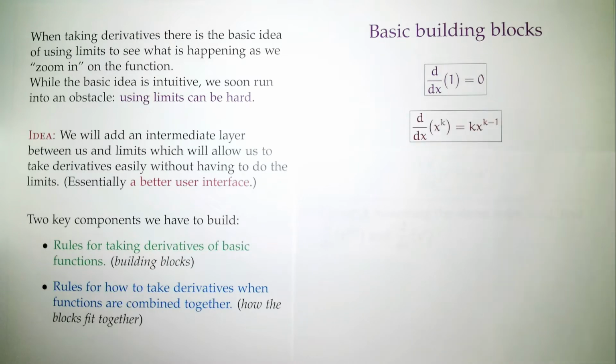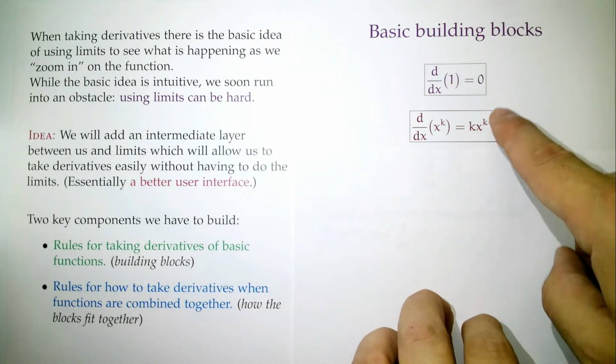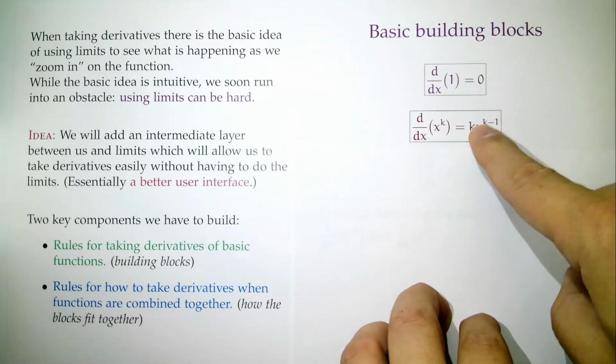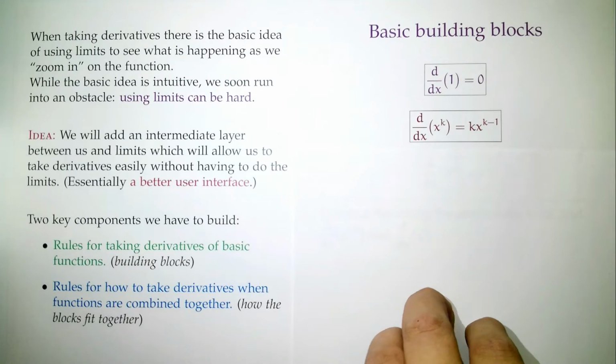If I have the derivative of x to any power, and I mean any number, x to the k, you take the k in the exponent. So if it's x to the kth power, bring the exponent down and then subtract 1 from the exponent. So the derivative is k times x to the k minus 1.